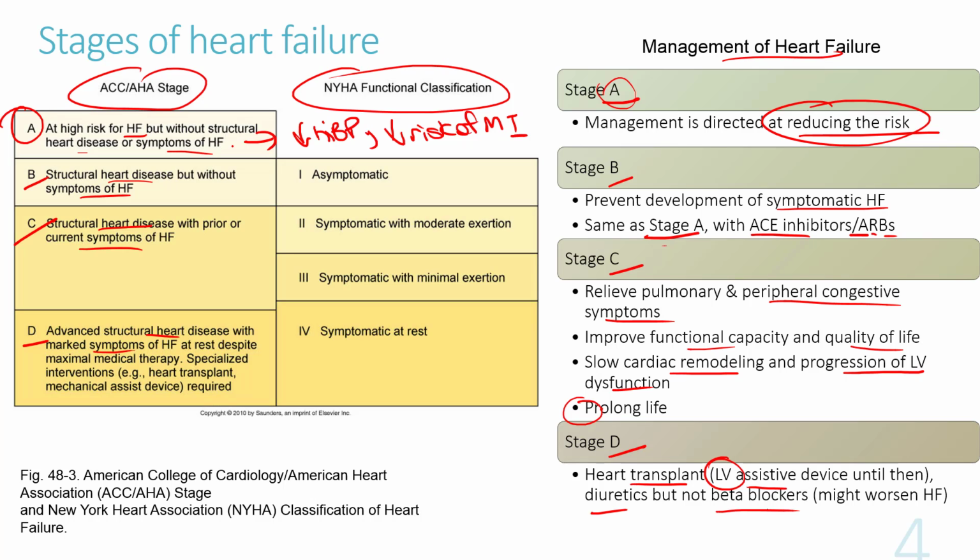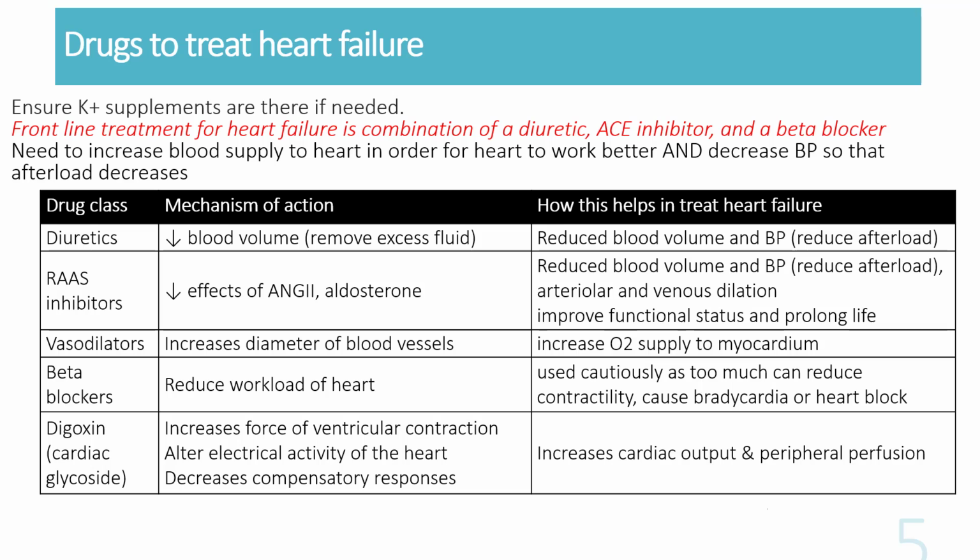So we're going to talk a little bit about that as we go along. So, drugs to treat heart failure. Again, one of the big things is to ensure that potassium supplements are there if it's called for, and we're going to look at why potassium levels need to be kept at a fixed level. Frontline treatment for heart failure is a combination of diuretic, ACE inhibitor, and beta blocker, depending on the needs of the individual patient.